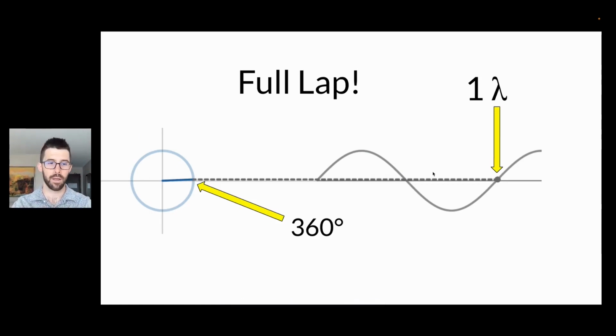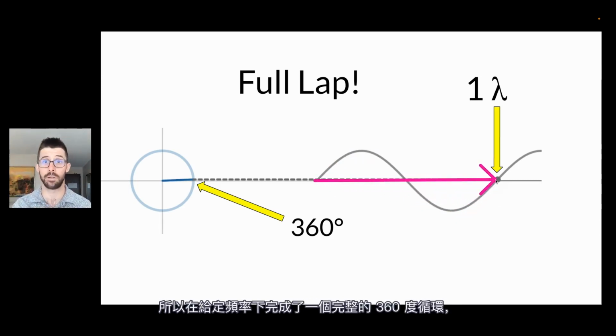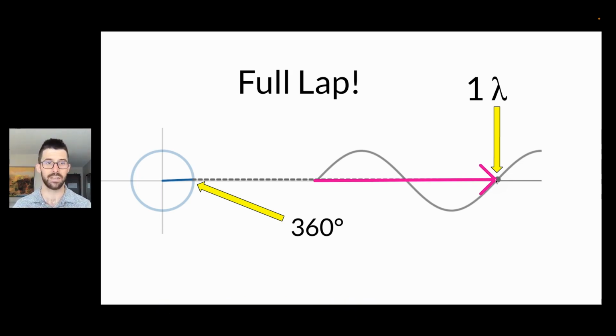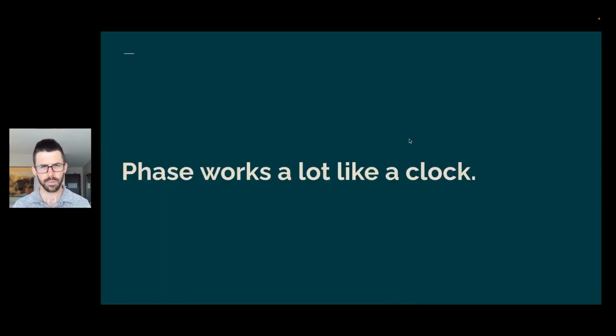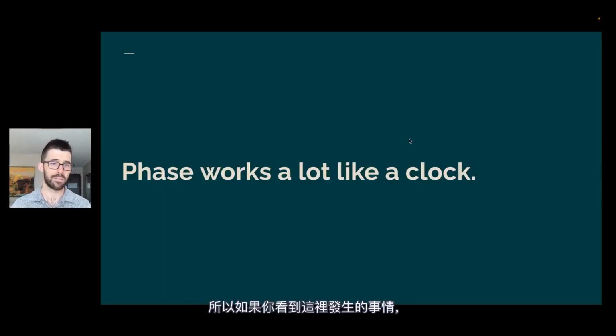We've gone around, and we've now gone from resting up, down here, and now we're at 1 wavelength. So that's a complete 360 degrees at a given frequency. We don't know what frequency this is, but we know we have completed 1 wavelength. So phase, if you see what's going on here, it works a lot like a clock.